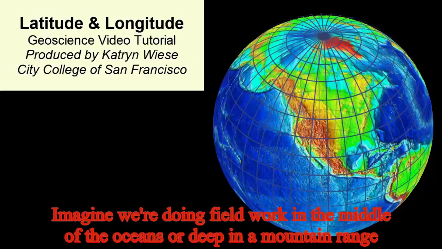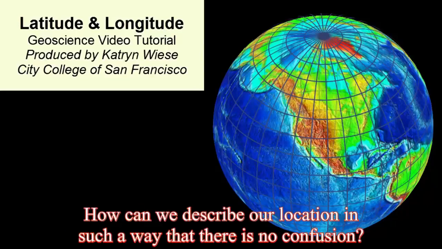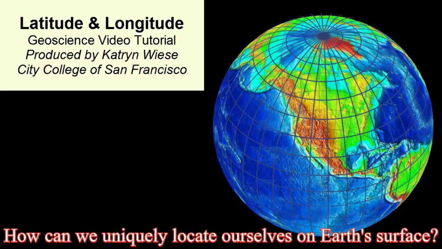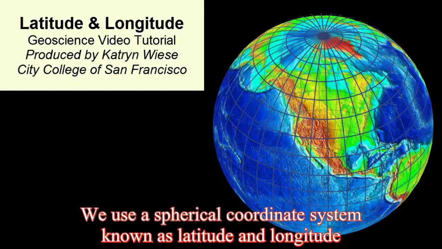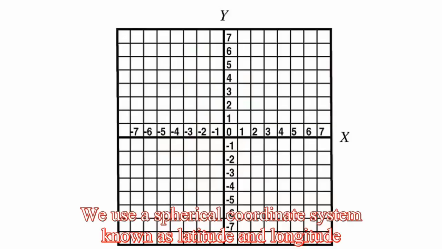Imagine we're doing fieldwork in the middle of the oceans or deep in a mountain range. How can we describe our location in such a way that there is no confusion? How can we uniquely locate ourselves on Earth's surface? We use a spherical coordinate system known as latitude and longitude.